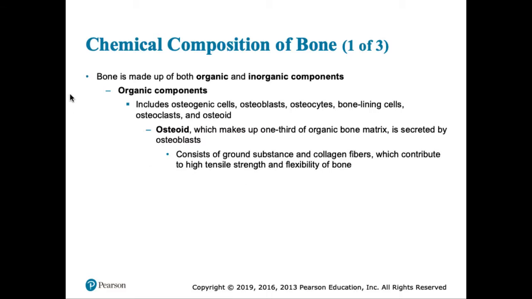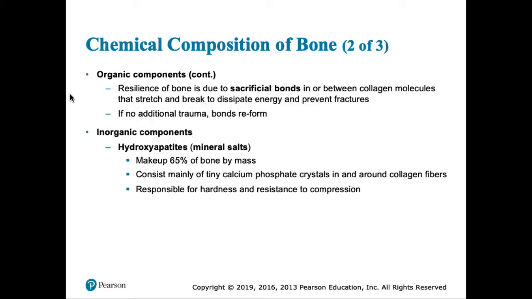The chemical composition of bone, of course, is made of organic and inorganic compounds. The organic components include, of course, those osteogenic cells, osteoblasts, osteocytes, bone lining cells, osteoclasts, and osteoid. We haven't mentioned the osteoid much, but osteoid makes up one third of the organic bone matrix. It's secreted by osteoblasts. It basically contains ground substance and collagen fibers, and that contributes to the high tensile strength and flexibility of bone. The organic components also consist of what we call sacrificial bonds.